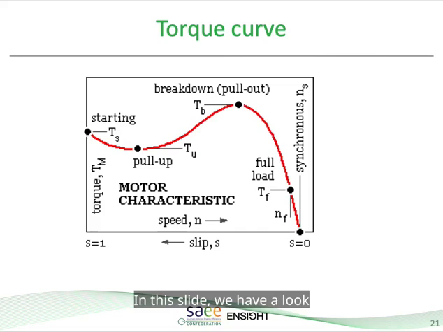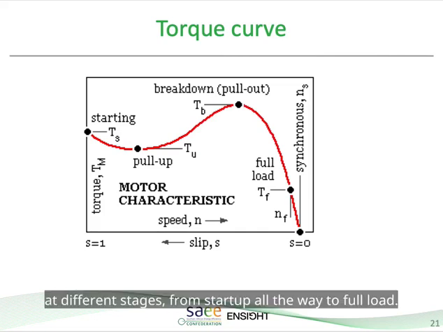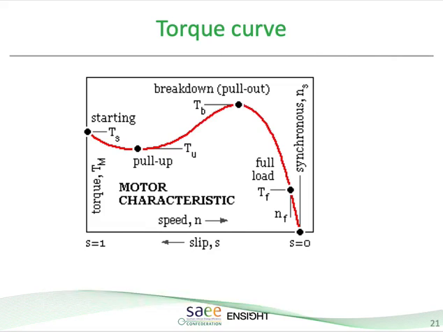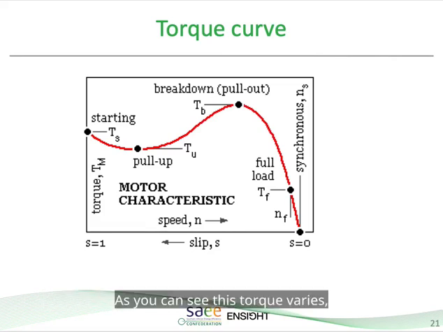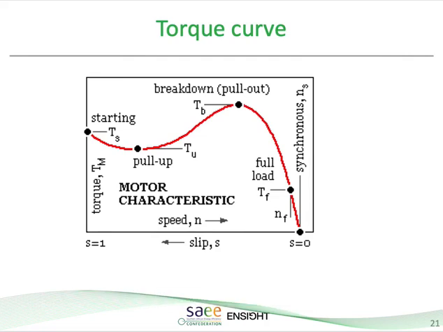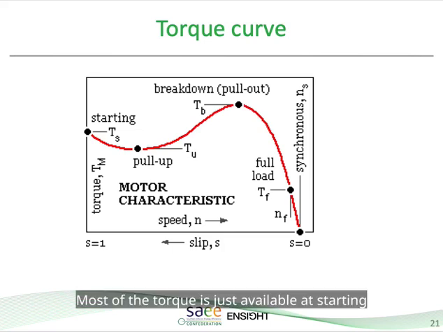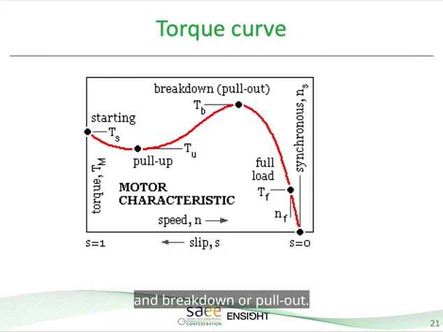In this slide, we have a look at the torque available from an AC motor at different stages, from startup all the way to full load. As you can see, this torque varies: starting, pull-up, breakdown, and full load torque. Most of the torque is thus available at starting and breakdown or pull-out.